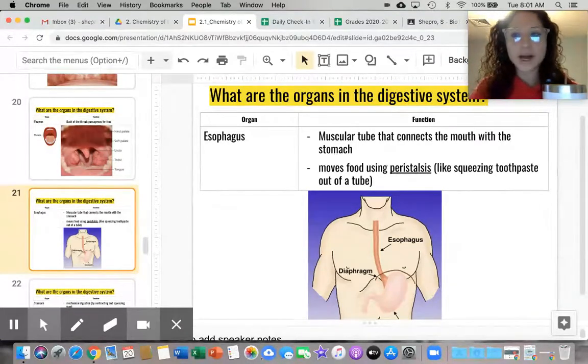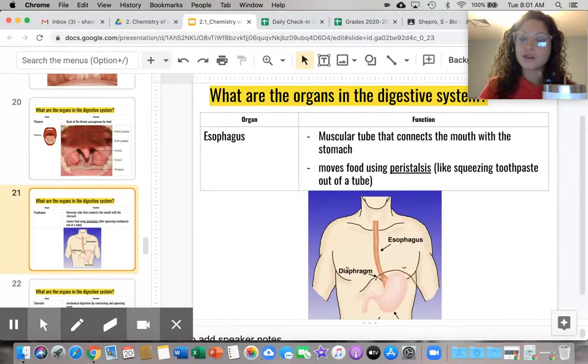And so this is why you can stand on your head. You can do a headstand and still swallow food and it will still go into your stomach instead of coming back up your mouth. So it's not just gravity moving the food from your mouth down into your stomach, but the esophagus has these muscular contractions that help to squeeze the food down into your stomach as well.